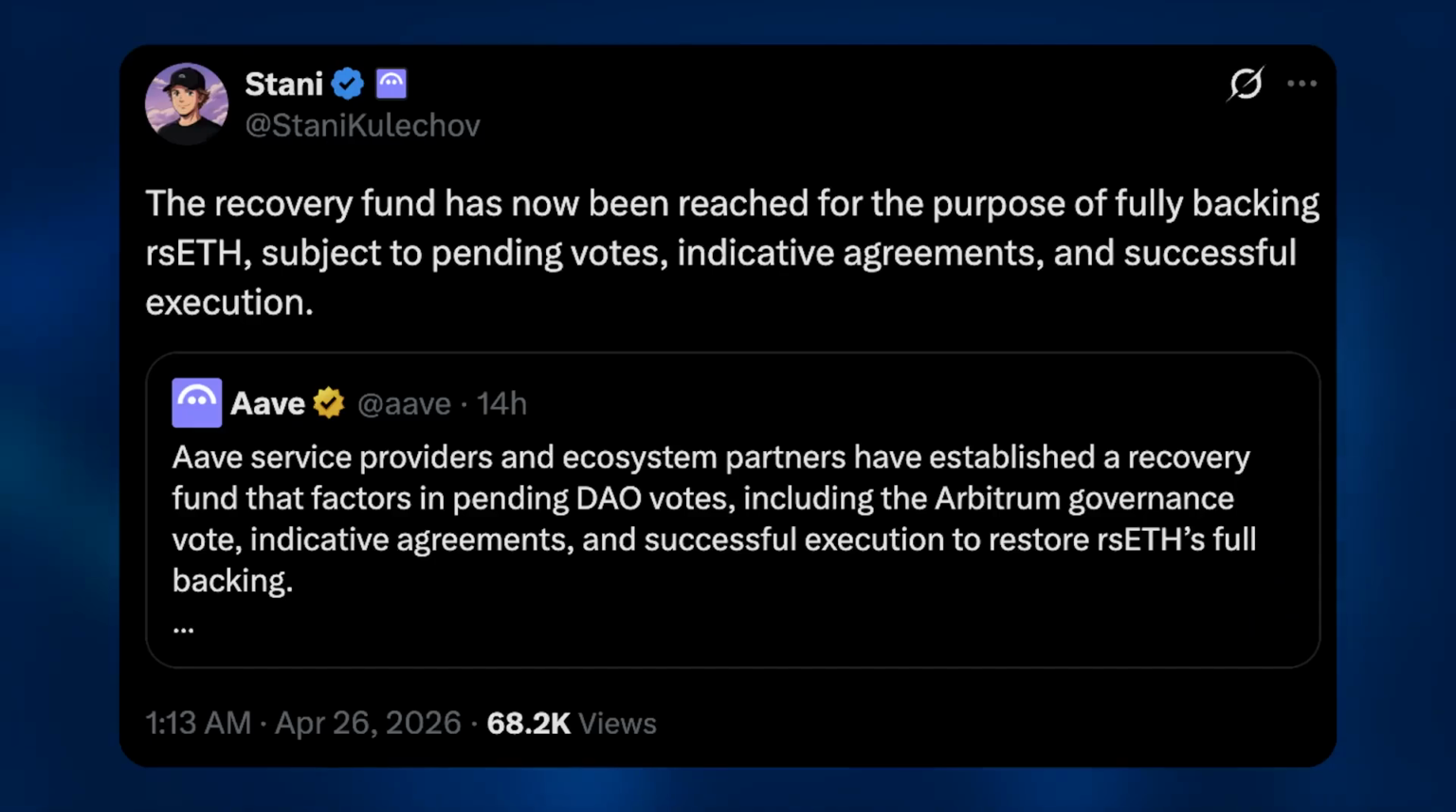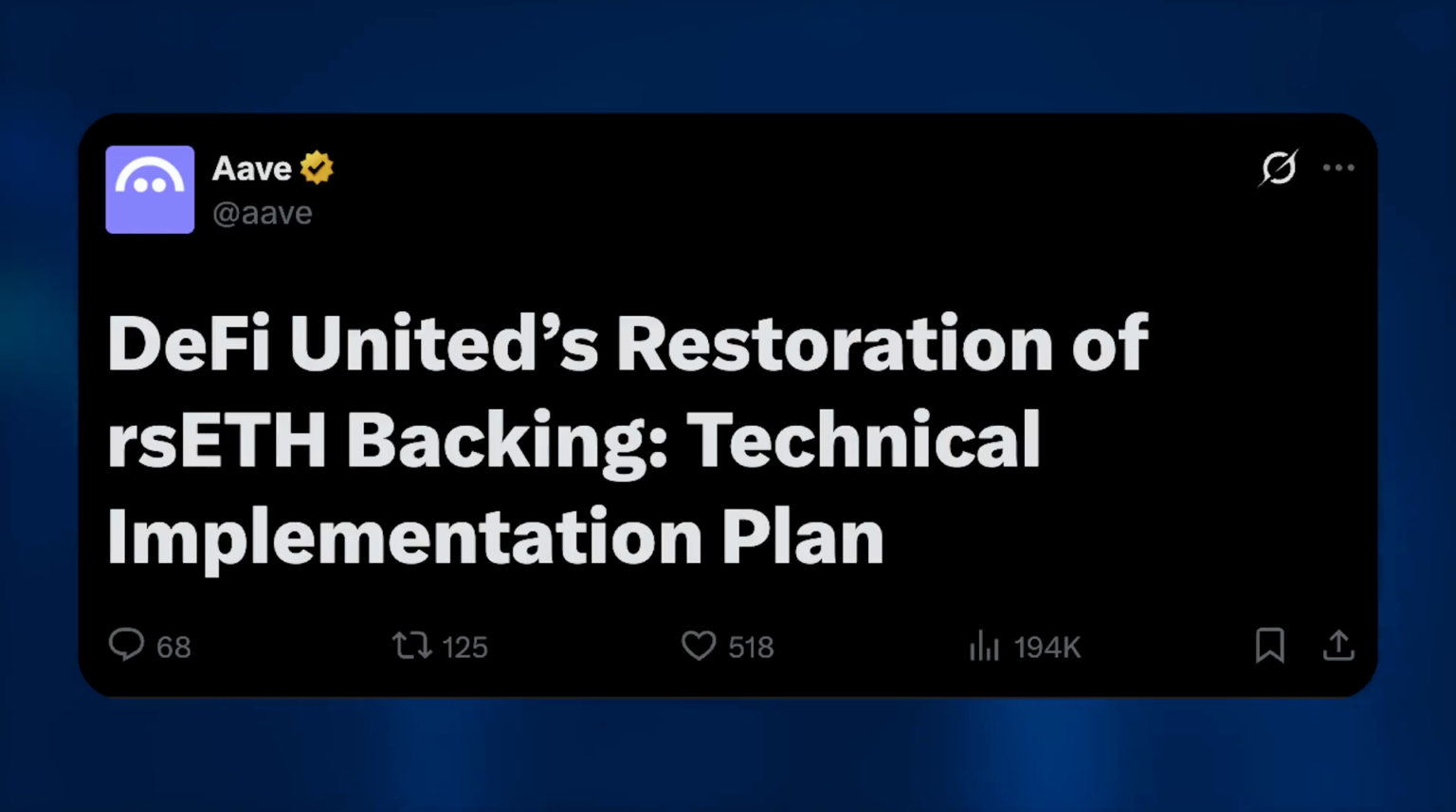And the aim is to help restore rsETH's full backing, to repeg these assets, and to provide an exit route for the trapped liquidity, so this is resolved for all affected users. Aave states that it's aligned with Kelp and Layer 0 on the technical steps required to execute the plan. And Stani Kulachov has stated that the recovery fund has now been agreed, with Aave putting out a post on X on the 28th of April detailing the plan to restore the Kelp rsETH backing by using the raised ETH that DeFi United has put together.